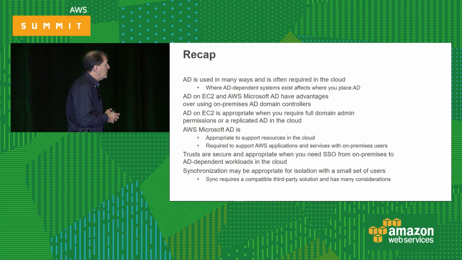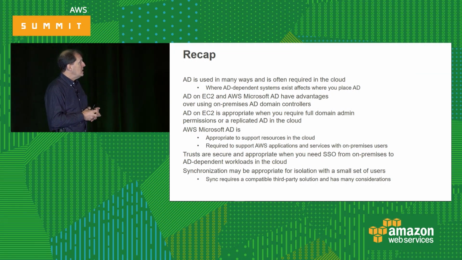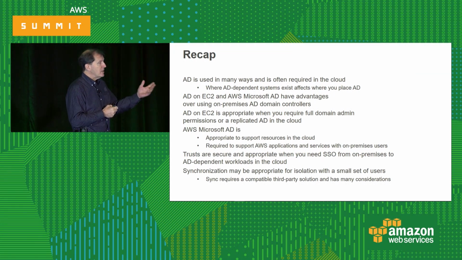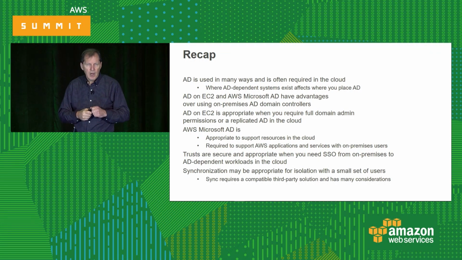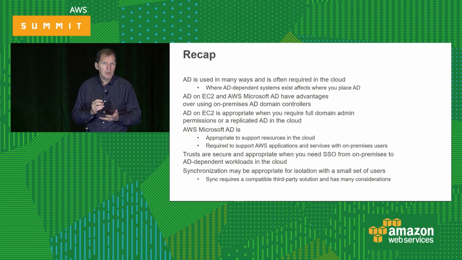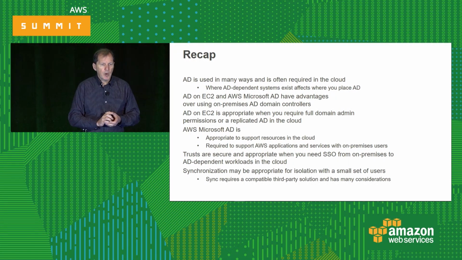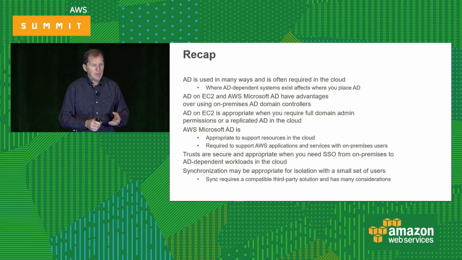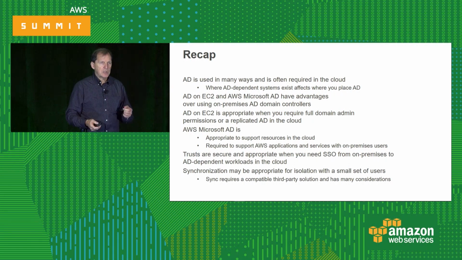So we talked a little bit about how there are a lot of different ways that you can use AD in the cloud. If you use AD on EC2 and managed AD, you get some advantages over using it in your on-premises network: advantages in terms of security, performance, reliability, all those kinds of things. AD on EC2 is appropriate when you need full domain admin permissions or you need a replicated directory in the cloud. The managed AD product is appropriate if you want to support resources in the cloud but have your user identities in your on-premises network.